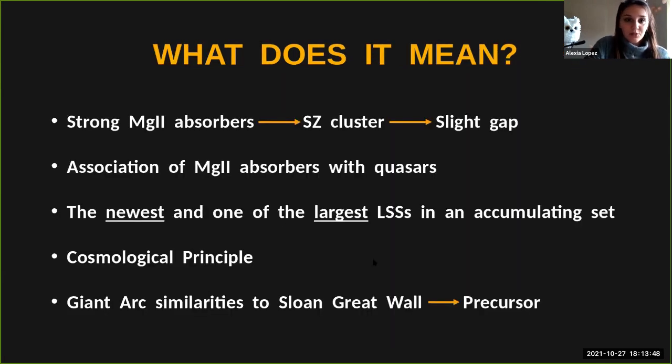So of course the question, what does it all mean? As I've just mentioned, strong magnesium 2 absorbers, an SZ cluster in the middle and a slight gap: are they all connected? Do they all indicate something about the environment of the giant arc? Similarly, the association of magnesium 2 absorbers with the quasars: the more other data we look at as independent corroboration with the giant arc, the more we can possibly understand about the environment, which is quite important. It's the newest and one of the largest large-scale structures in an accumulating set.